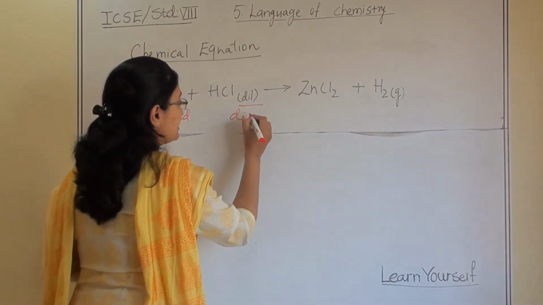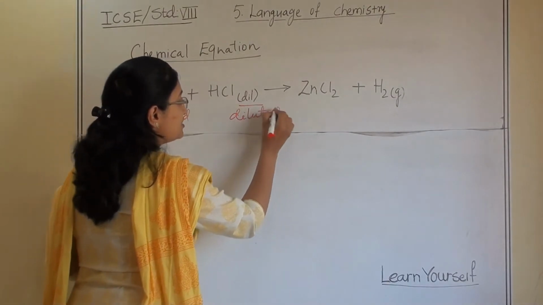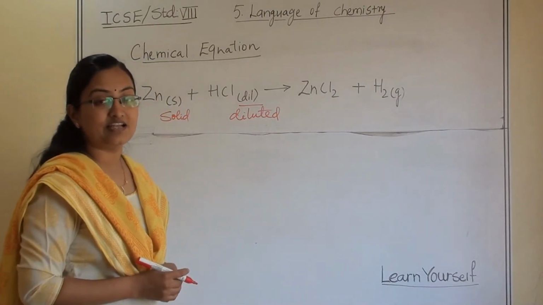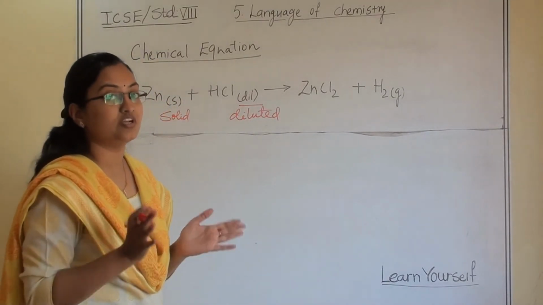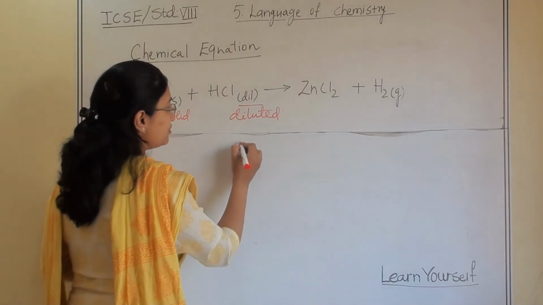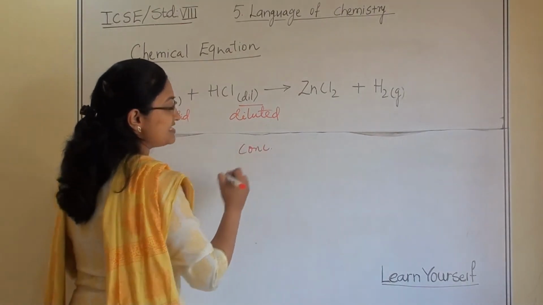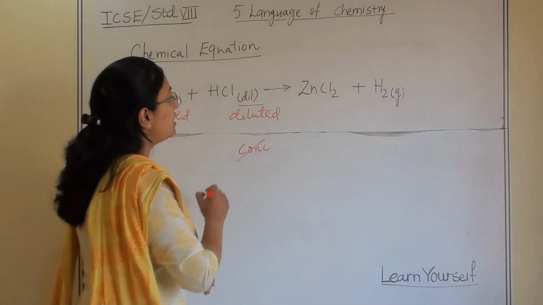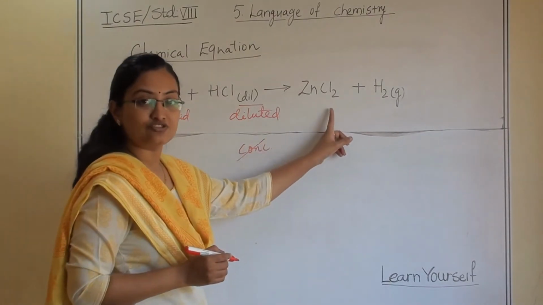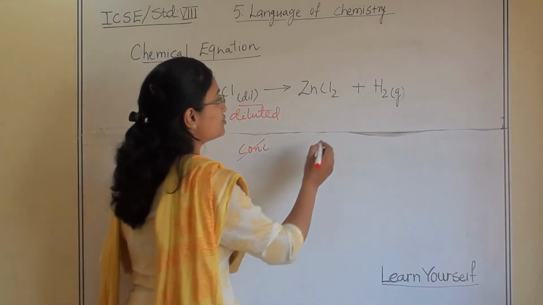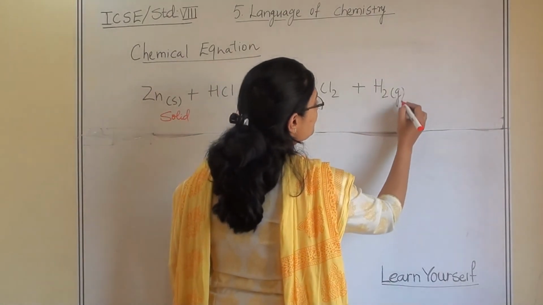DIL suggests that this is diluted hydrochloric acid. That means it is not concentrated. If it were concentrated, it would have been mentioned as conc, but it is not there. ZnCl2 will be in the solution, and this is G.